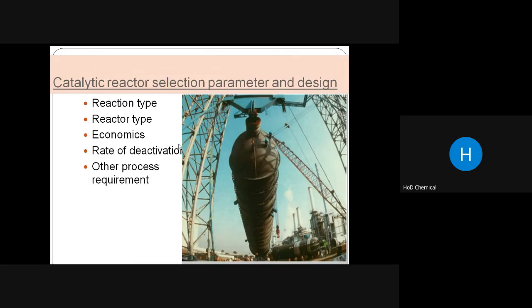Through this fluidized bed, there are design factors we have to consider. What are the factors? First, what is the reaction type? Second, the reactor. Third, economics, that is financial economics, determining things like operating cost. After that, the rate of deactivation, and suppose any reaction needs another process.